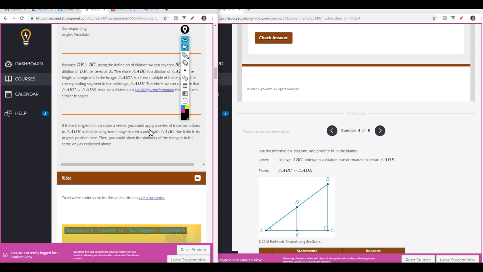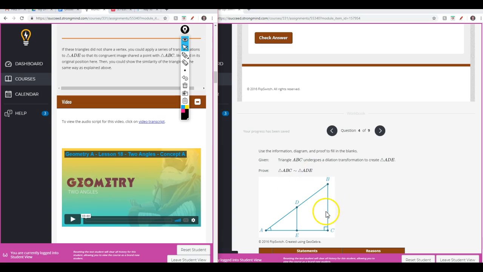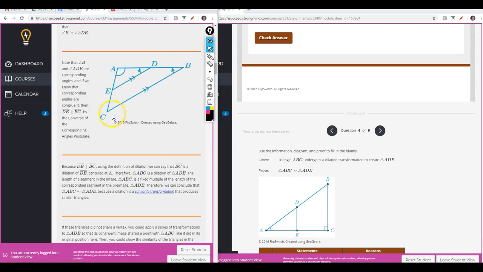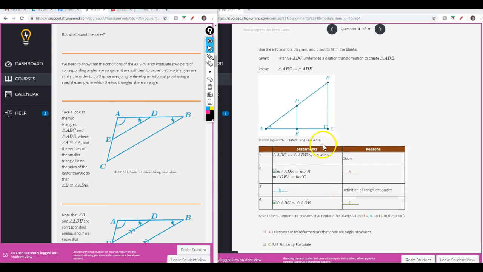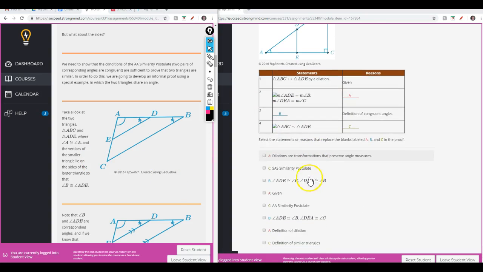It's not listed out like this, so instead of dissecting this paragraph proof, it might be easier to just use context clues. We can use this as a reference later if we want to. So our options for A are: dilations are transformations that preserve angle measures, or given, or definition of dilation.